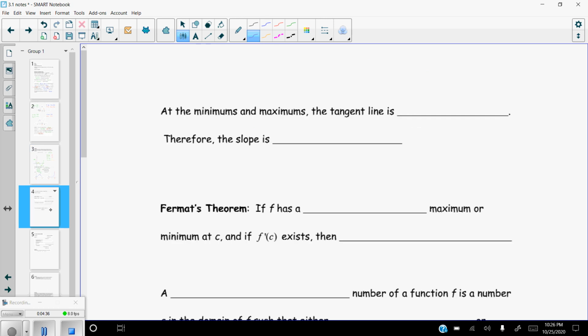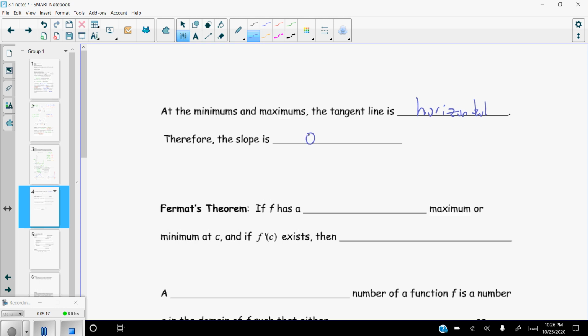So let's go ahead and look at a couple more theorems. Now, these are going to be extremely important. At the minimums and maximums on these particular functions, the tangent line is either one of two things. It's either horizontal, which you saw in that first graph that we did with absolute and relative maximums. You would have a horizontal tangent line if you were to look at those where they're kind of curved at the top. So at those places, the slope would be 0.